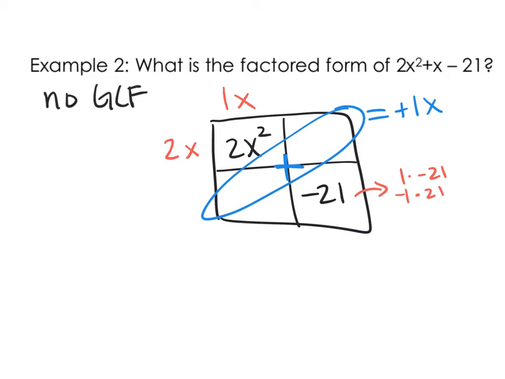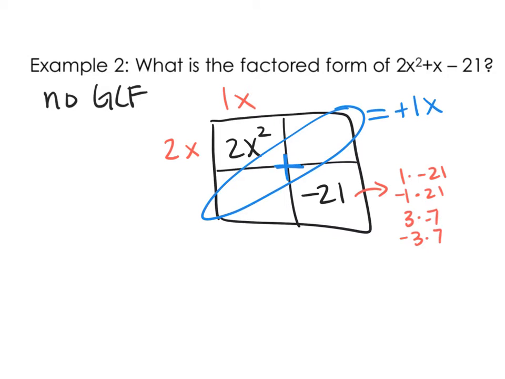We could also have a 3 times a negative 7 or a negative 3 times a positive 7. So I need to try all of my options to see which one is going to work. Now, if you get it wrong the first time, remember that's okay. That's why we have erasers, and we can erase and we can try the next option. So I don't always love starting with the 1 times something because that big option is that 21. So I'm going to start with something a little smaller.